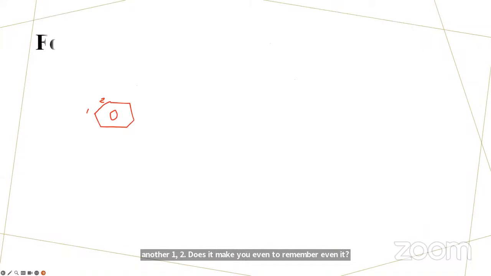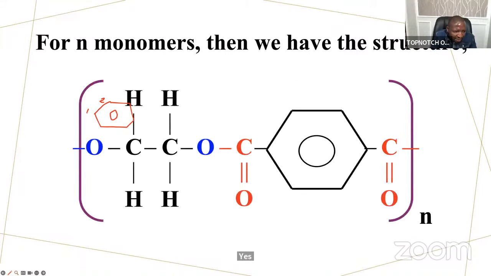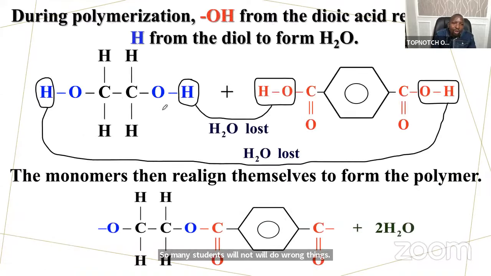Yes. See students, and yes. Now that the monomers align themselves, you are able to get finally the formula of terylene. That's the formula of terylene. So many students will do wrong things. Here is where the problem comes. Many students think alcohol gives the OH. So if you do that, you will not get the formula of that. Because if you put it like this, your chain will start here, which is wrong.